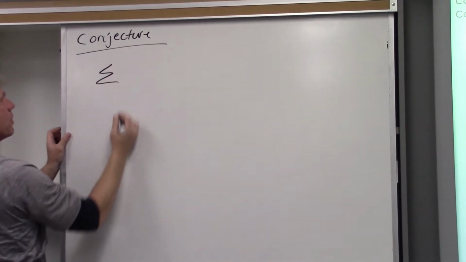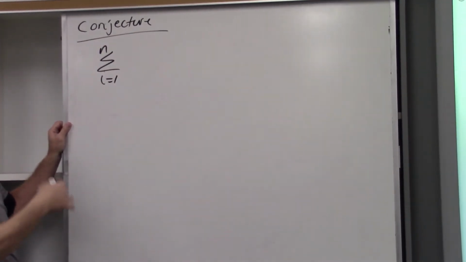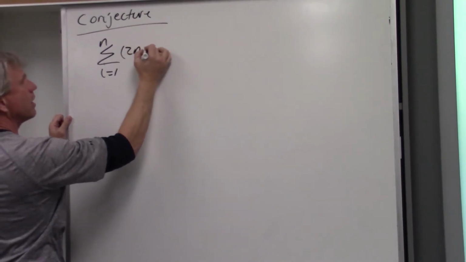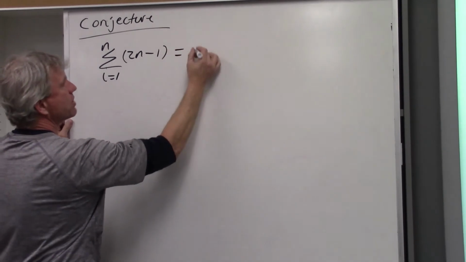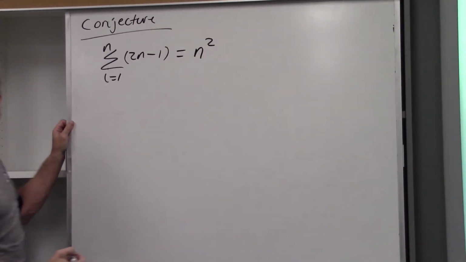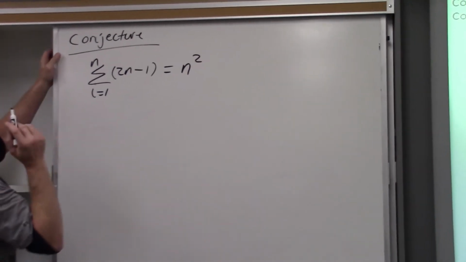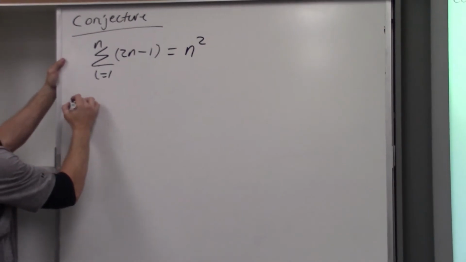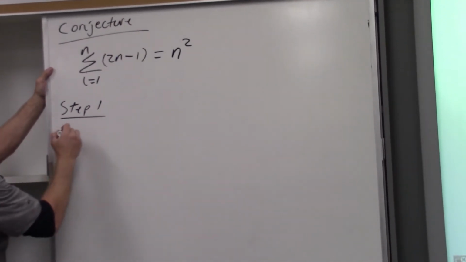that the sum from i equals 1 to n of the first n odd integers, and each odd integer looks like 2n minus 1, we conjecture that the sum adds up to n squared. It'll be the same 3-step process to prove this. We show it for the simplest possible case. So step 1, show the formula works when n equals 1.